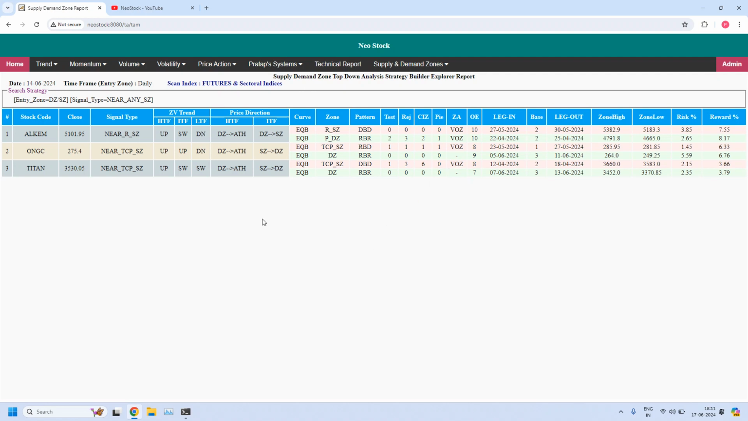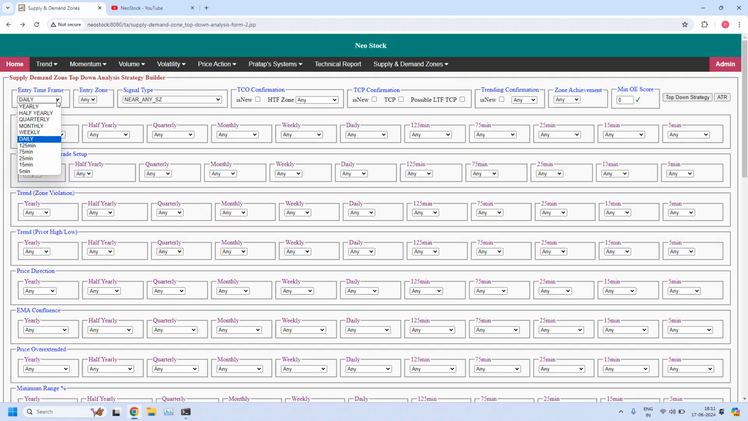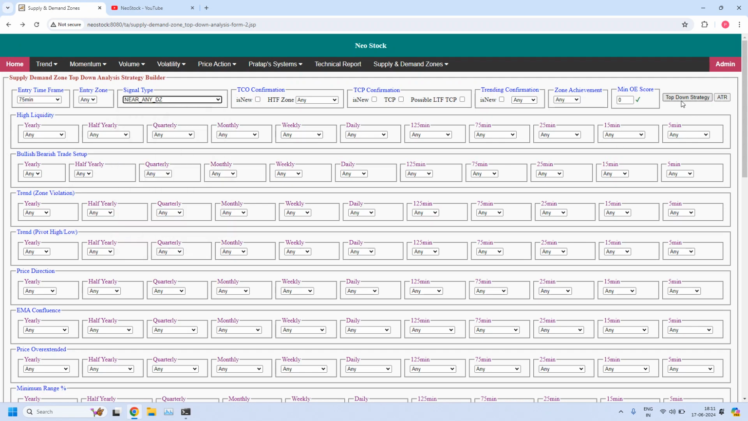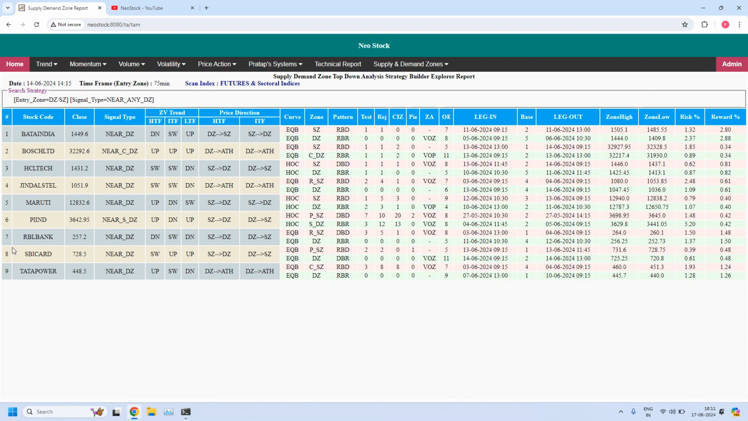Okay, now let me go back and generate the 75 minutes high liquidity zones, changing the time frame to 75 minutes. Let us find the stocks near 75 minutes demand zone. 9 stocks are filtered. From this we need to identify high liquidity 75 minutes demand zones.